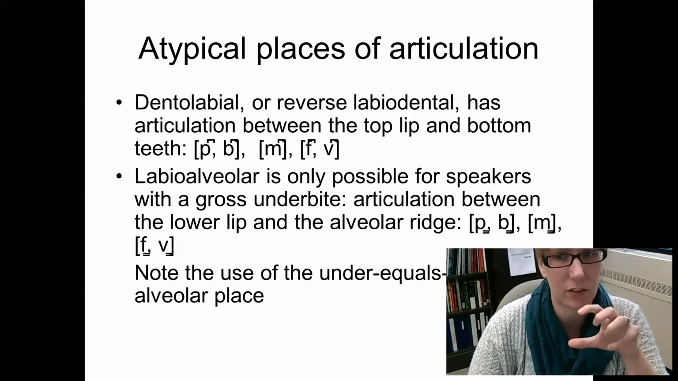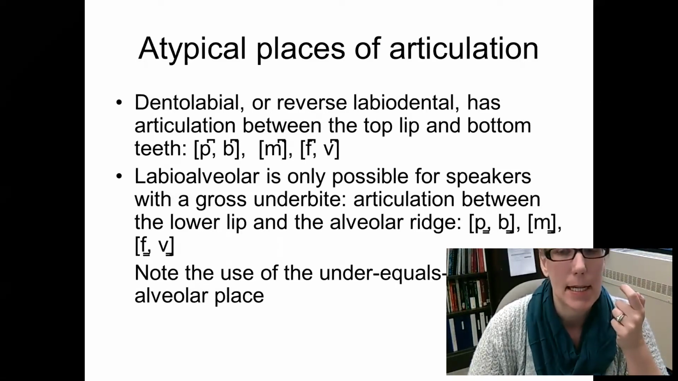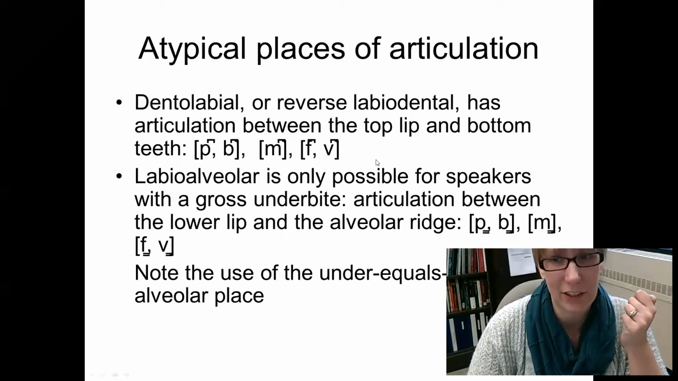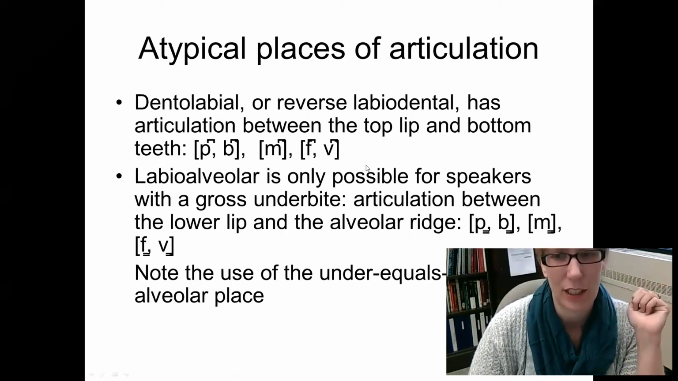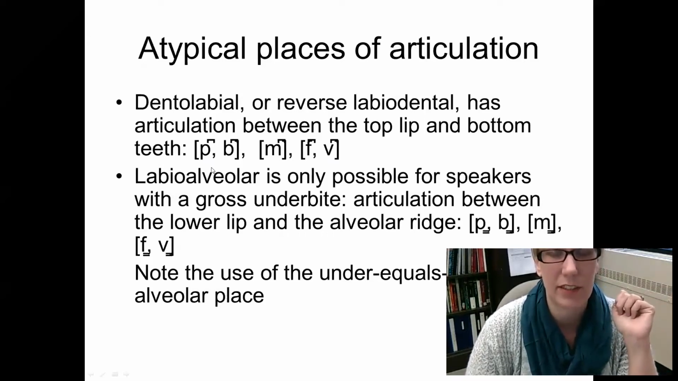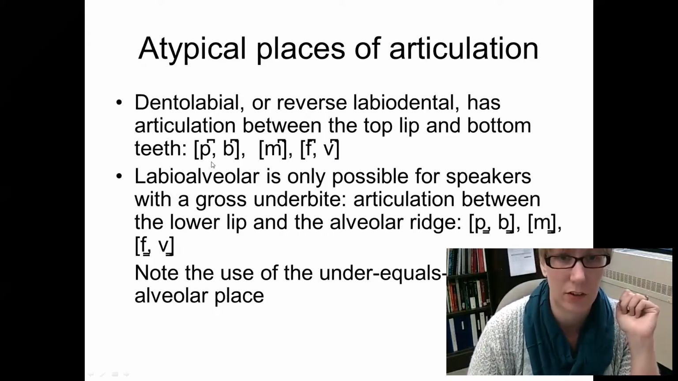This place is reversed to indicate something abnormal. So this would be our top lip meeting our bottom teeth. So like this, not something normally seen for any language in the world. And as you can see here, I've got symbols for P, B, M, F, and V with that sort of dental-type diacritic, that little staple-looking thing on top of it, to indicate that there's something different about how these sounds are being produced.